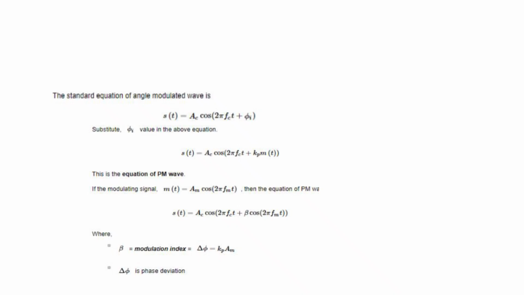When we substitute the value of phi i in the above equation, s of t equals Ac cos(2 pi fc t plus Kp into m of t). This is the equation of the PM waveform. If we substitute the value of the message signal, m of t equals Am cos(2 pi fm t), then the above equation becomes s of t equals Ac cos(2 pi fc t plus beta cos(2 pi fm t)), where beta is the modulation index whose value is del phi, equal to Kp into Am, and del phi is the phase deviation. Thus the expression for the PM waveform is explained here.